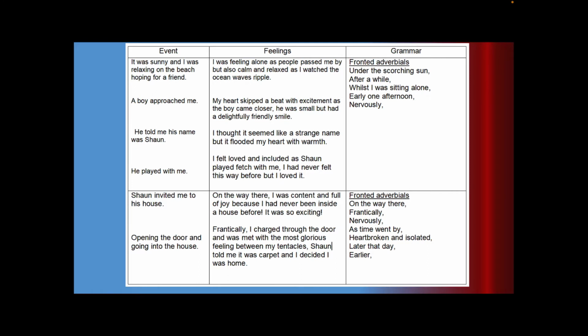and I carried on thinking about what happened to the lost thing after he met Sean on the beach. Sean invites the lost thing to his house, and they go into the house. I started thinking about how the lost thing would feel, full of joy, really excited. And he charges in through the door, and he's never seen a carpet. And I thought about some of the fronted adverbials I might like to use in my diary entry.